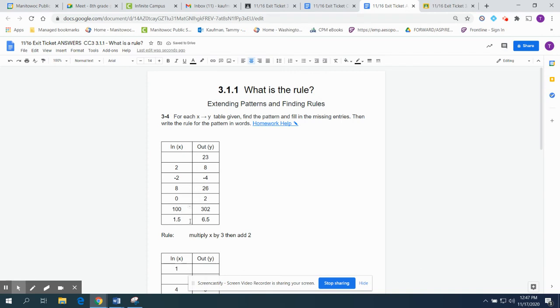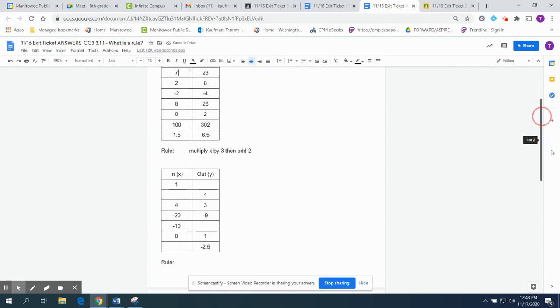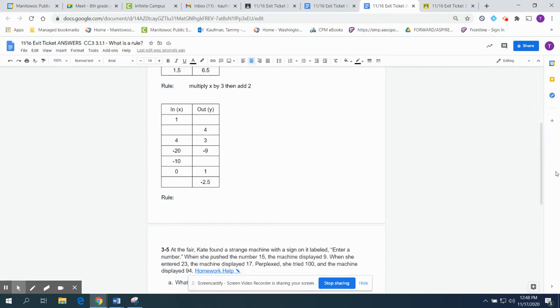So if I multiply 100 by 3, I get 300 plus 2. It works. I'm going to do the same thing for this one. Going backwards, I'm going to subtract 2. So I get 21. And then divide by 3. I think it should be 7. And 7 times 3 is 21, plus 2 is 23. So that seems to work. All right, going to this next one.